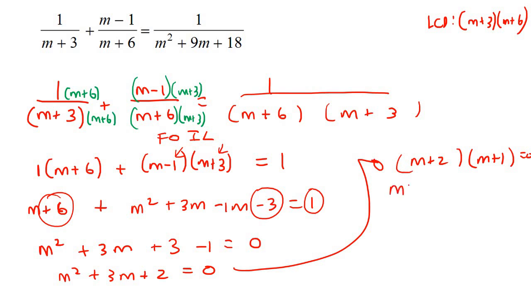So then we can say m plus 2 is equal to 0, or m plus 1 is 0, and so m would be -2 or m would be -1. You see how we get two answers? Because it's a quadratic. Let's do one more example.